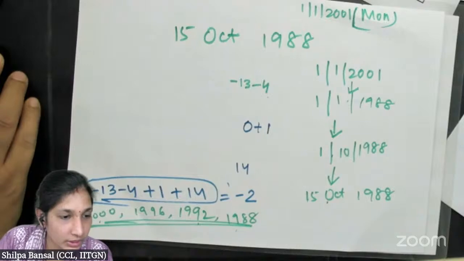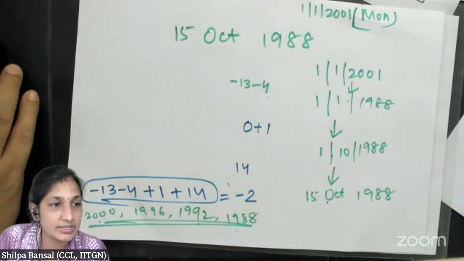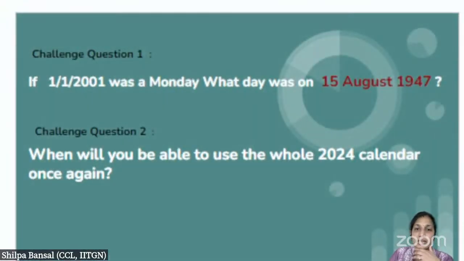So the challenge question is there, so I will put it in the homework also. If you want to go backwards from 15 August 1947, what will be the day? You have to follow the flow chart and do it. This is a very interesting question. I will be happy if you are able to solve this one.